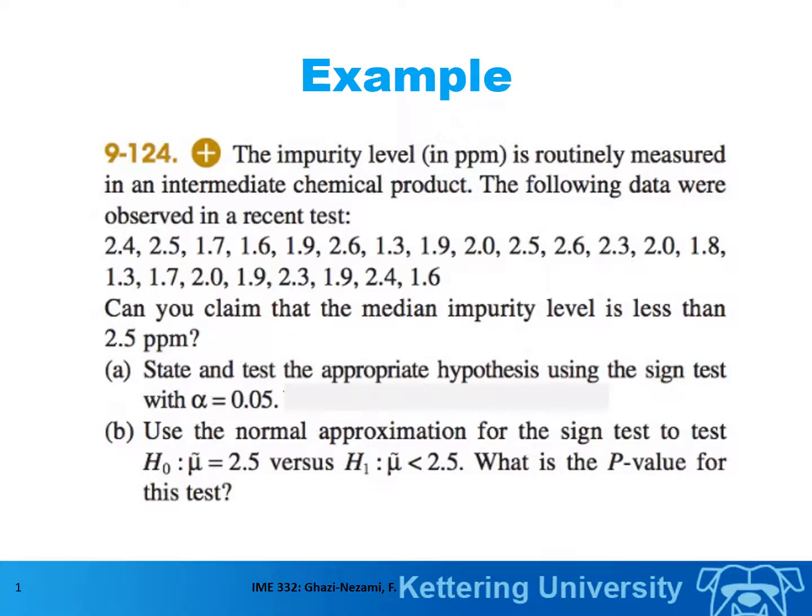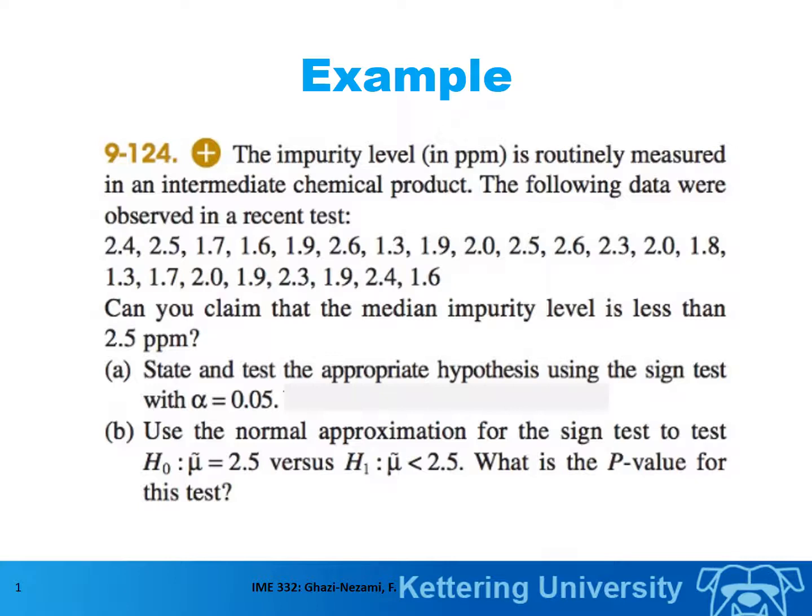In this slide, we will be solving another example for the sign test. The impurity level in parts per million is measured in an intermediate chemical product, and the following data have been recorded. Can you claim that the median impurity level is less than 2.5 parts per million? State and test the appropriate hypothesis using the sign test with alpha equal to 5%.